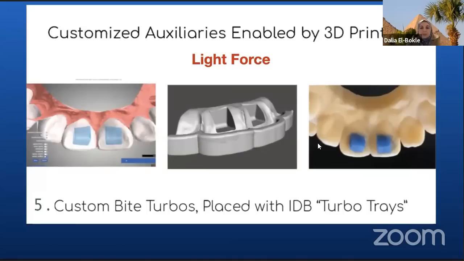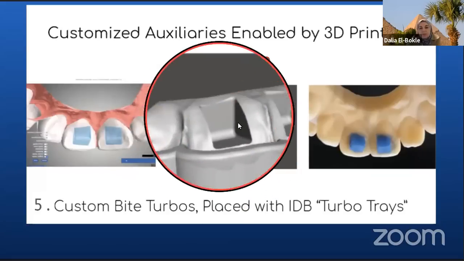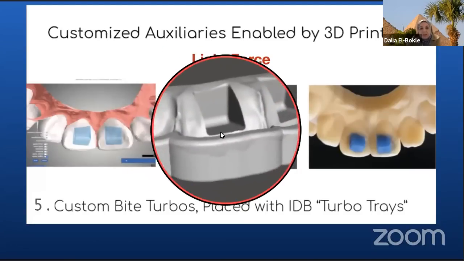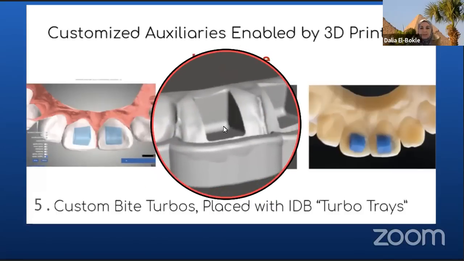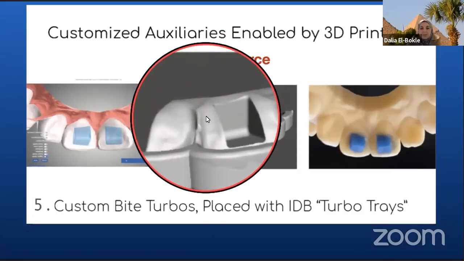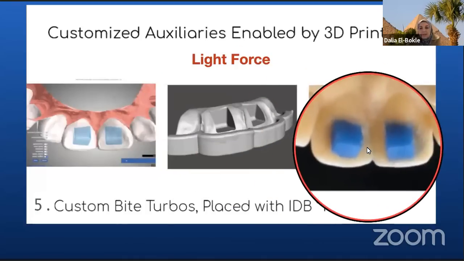The fifth type is a custom bite turbo that is digitally designed and constructed in a way whereby the doctor will be provided with the indirect bonding tray, just like the indirect bonding trays with the brackets. But here there is a space whereby you can fill it and then make your bite turbo.